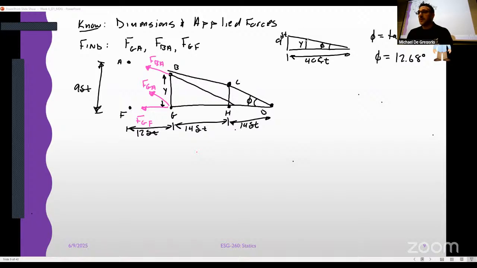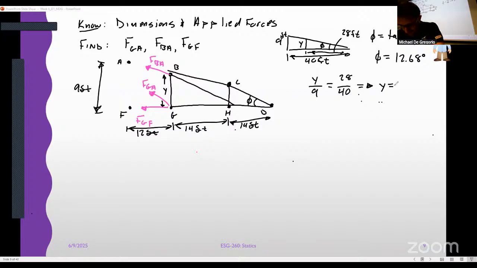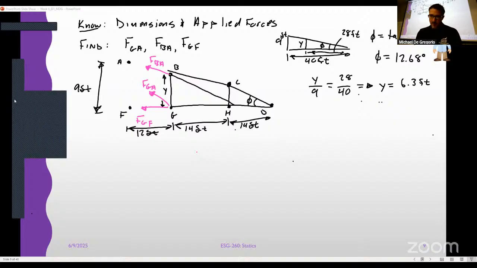Or you could use similar triangles too, because we know that this distance from D to G is 28 feet. So if you used similar triangles, you would know that y divided by 9 is equal to 28 divided by 40. And if I solve that for y, I get 6.3 feet, which is great.